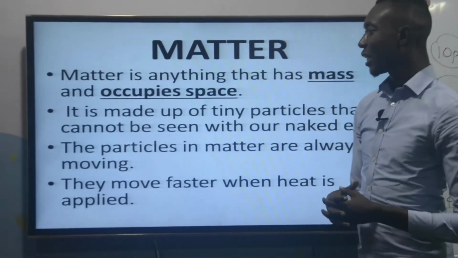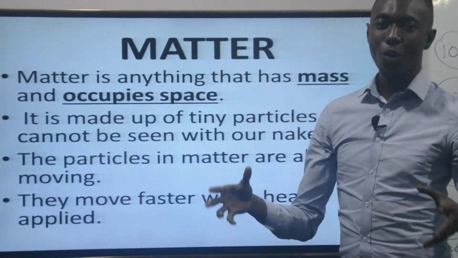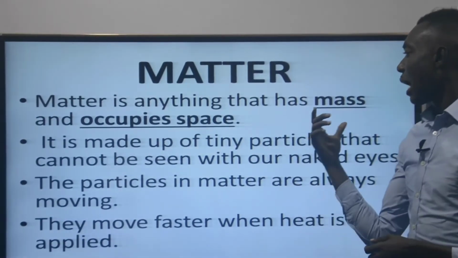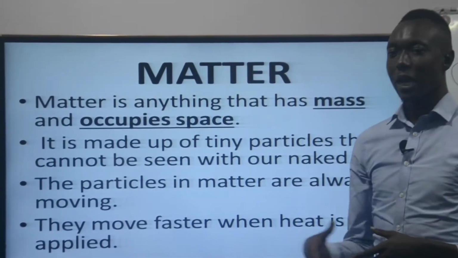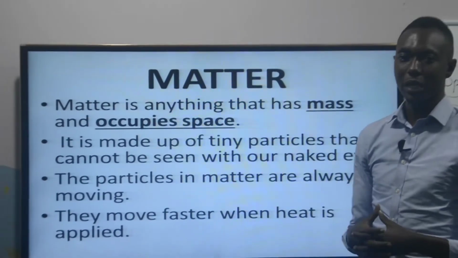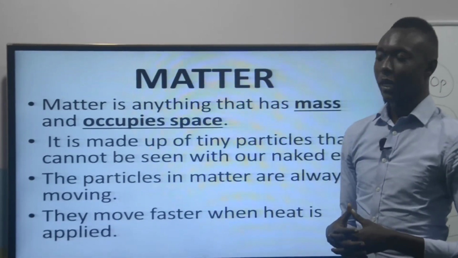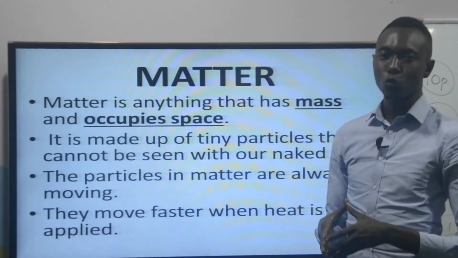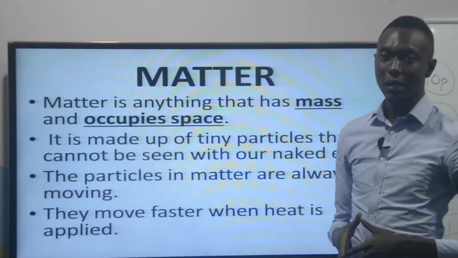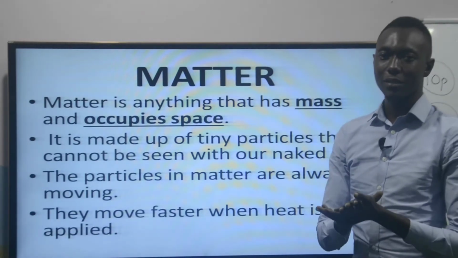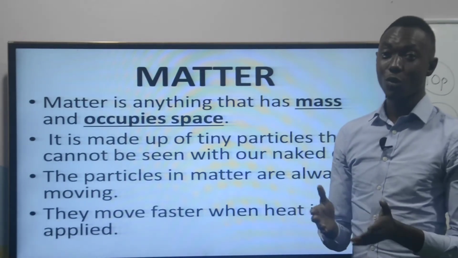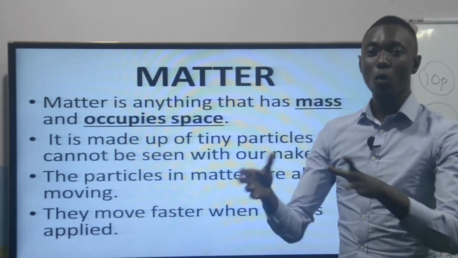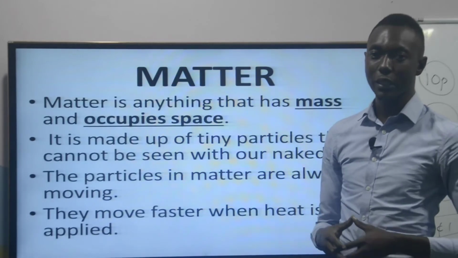Matter is anything that has mass and occupies space. My emphasis is on mass and occupies space. In other words, for us to identify something to be an example of matter, that thing should have mass. Mass is how heavy or light an object is. And then it should be able to occupy a given space given to it.